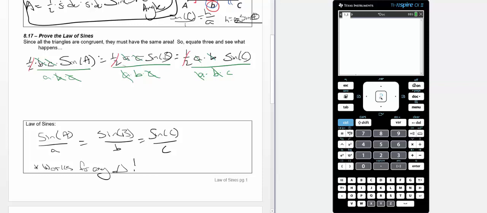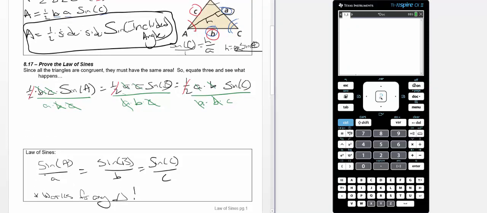And this works for any triangle because we came up with it. This is derived from the area of any triangle, right triangle or not. So the area of a triangle and the law of sines are very closely related, and they're both very useful formulas that we're going to see going forward.